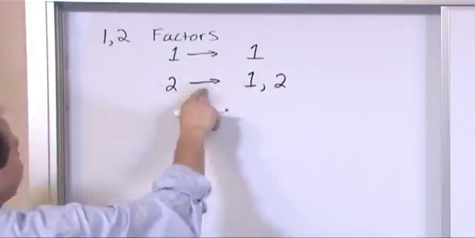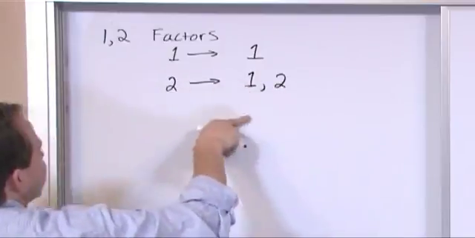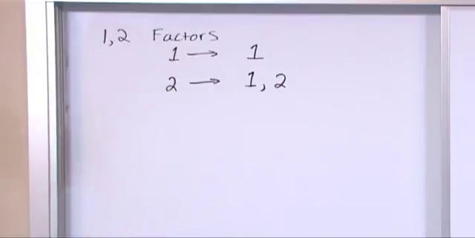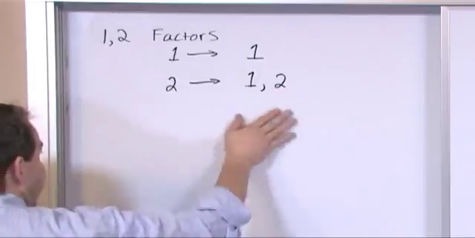So, you can take 2 and you can divide by 1, you can take 2, you can divide by 2, but you can't take 2 and divide by 5, or divide by 7, or divide by 10. You can't do that.